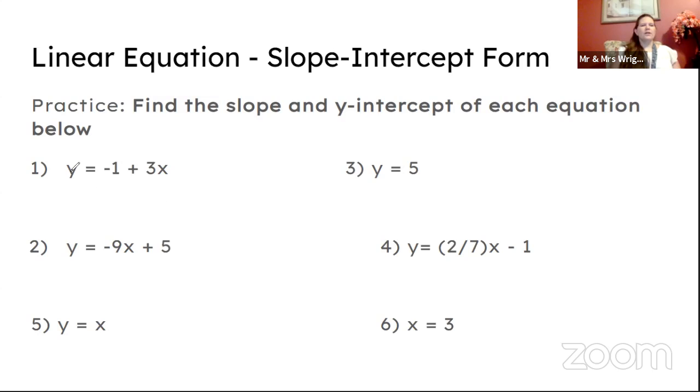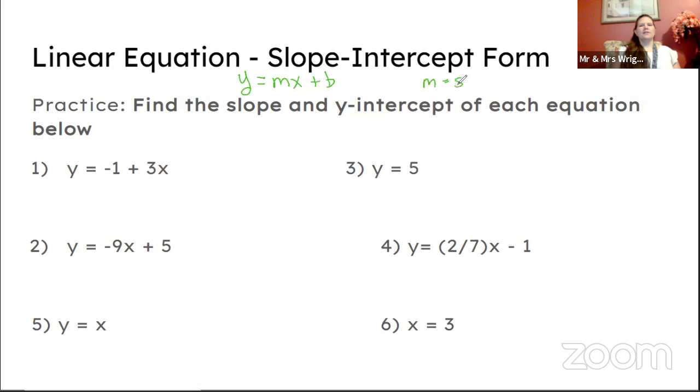All right, welcome back. Remember, I'm going to write up here, our slope-intercept form is y equals mx plus b, where m is the slope and b is the y of the y-intercept. So here we have y equals -1 plus 3x. This isn't in the proper format, but we know that m is always the coefficient of the variable. In this case, our m is 3, so our slope is 3.